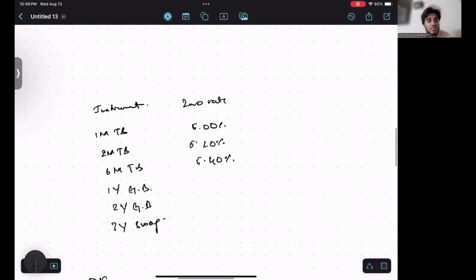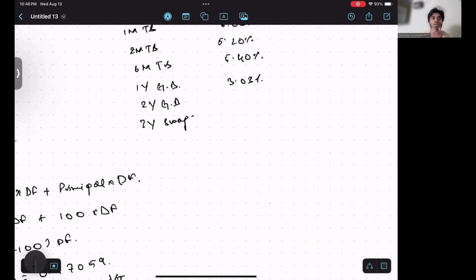So the zero rate for the 1 year bond which we calculated is 3.03%. Now, in the same way, if we calculate the zero rate for the 2 year government bond, we get the value as 3.90%. Now, all we have left is the 3 year swap contract.